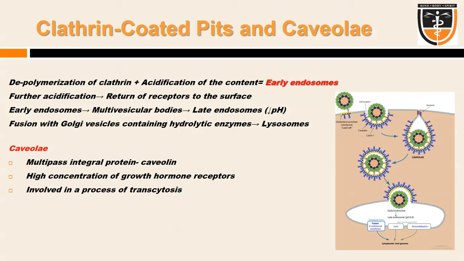Now, these early endosomes, these vesicles that contain the compound that the cell ate, will fuse to each other, forming late endosomes. And these late endosomes will have very low pH in them, and these late endosomes will now be subjected to lysosomes, as you remember, and lysosomes are the organelles that will eat away the content. They will destroy the content.